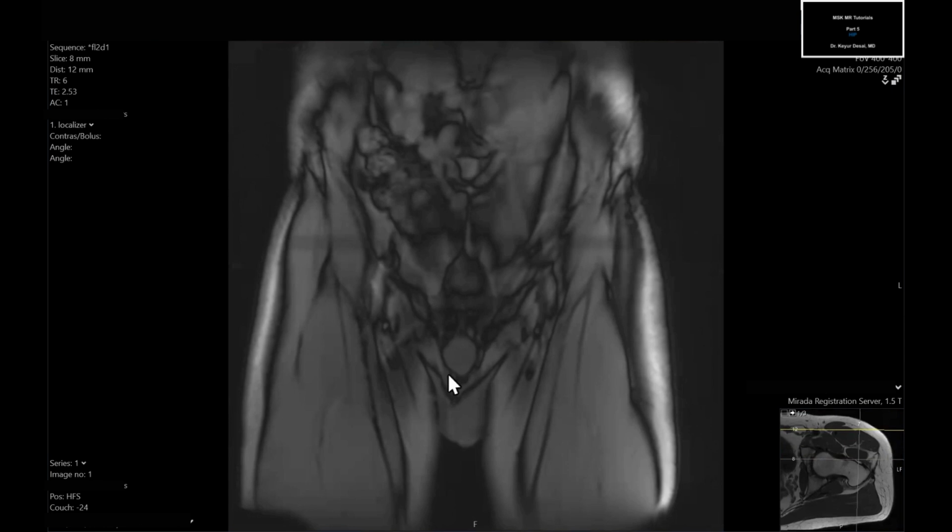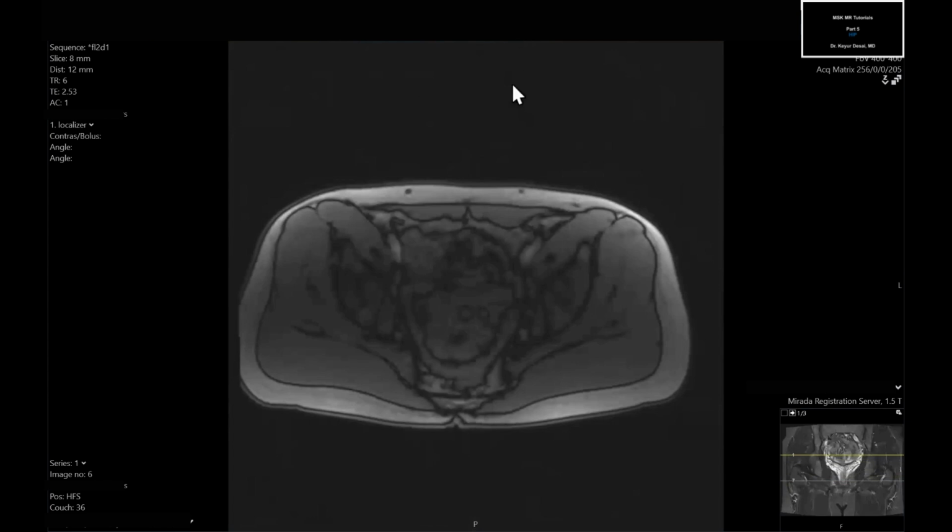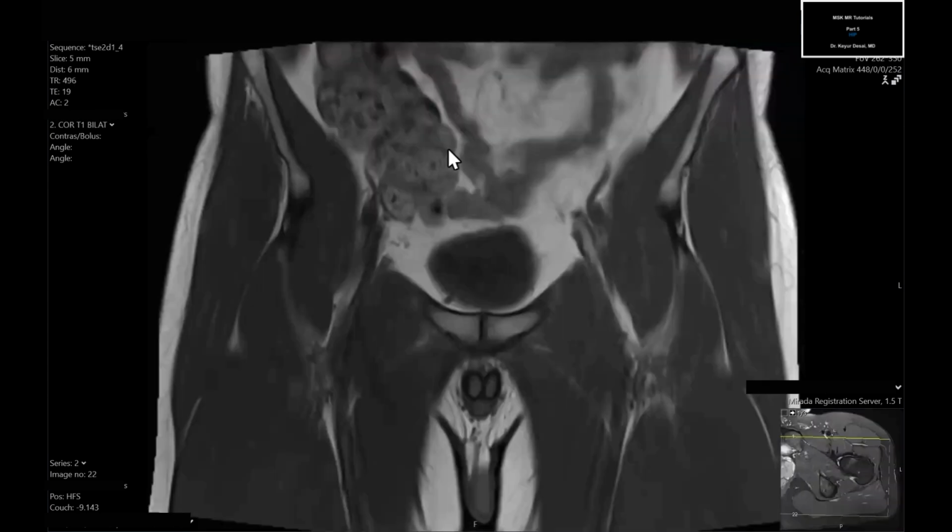Is there an undescended testicle? Is there an obvious epididymal cyst or testicular mass that you see? In this case, really not seeing anything.